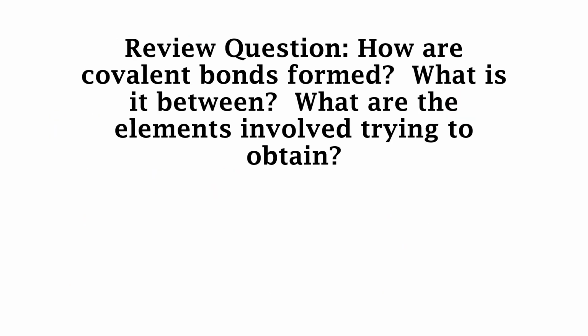So again, how are covalent bonds formed? They are formed by nonmetals. What is it between? It's between nonmetals, and they are sharing their valence electrons in order to obtain a full valence shell. What are the elements involved trying to do? They are nonmetals that are sharing their valence electrons to have full valence shells.